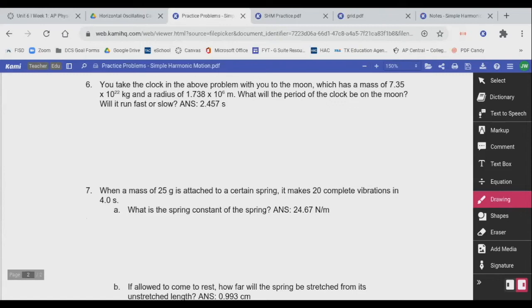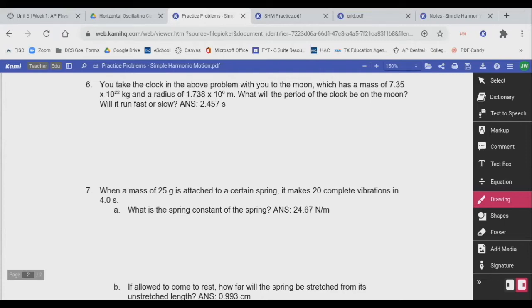One thing that we're going to have to do in number 6 is define what little g is. We know little g on Earth, we've been using 10, but we've taken this clock and the problem and it's been relocated to the moon. Well, the moon has a different acceleration of gravity than Earth does. So we've got to go back and calculate what it is for the moon.